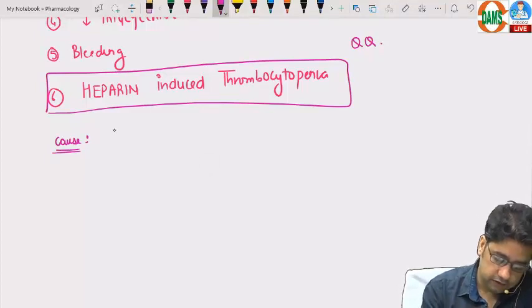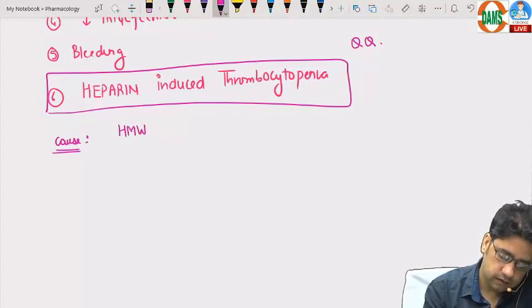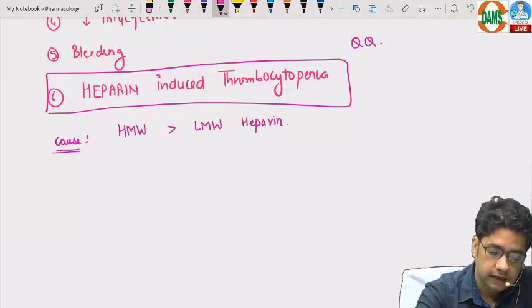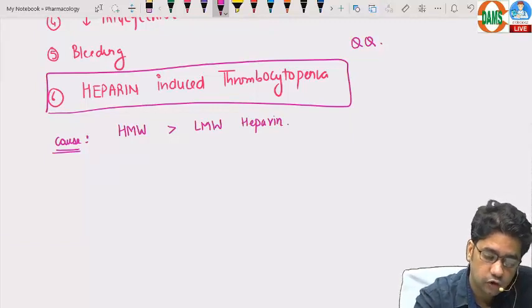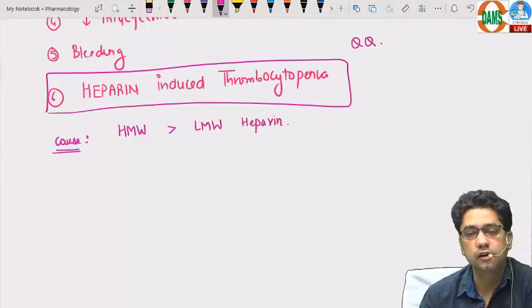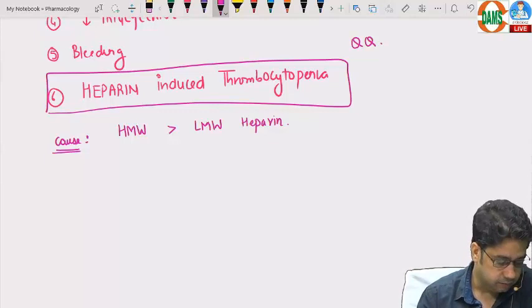The heparin which causes HIT is high molecular weight heparin and low molecular weight heparin. The incidence is more commonly seen with high molecular weight heparin. Second point.